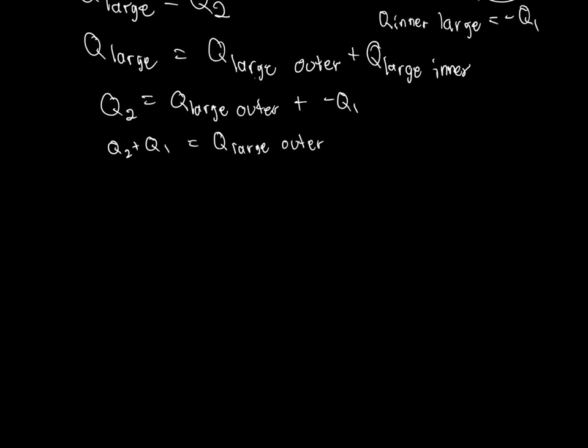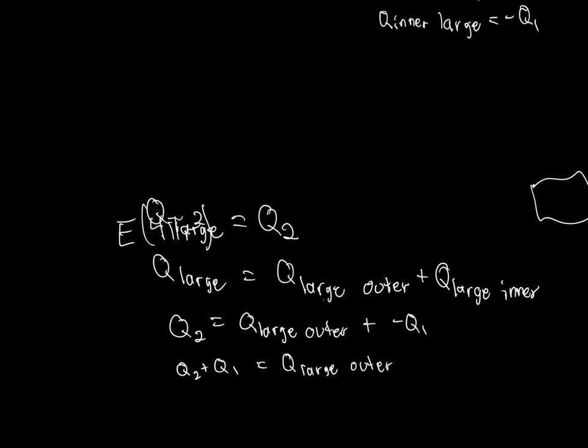Questions on that? Okay, last part. Find the electric field. Find the total electric field. E times 4 pi little r squared. We are now outside of this whole thing, outside of everything going on.